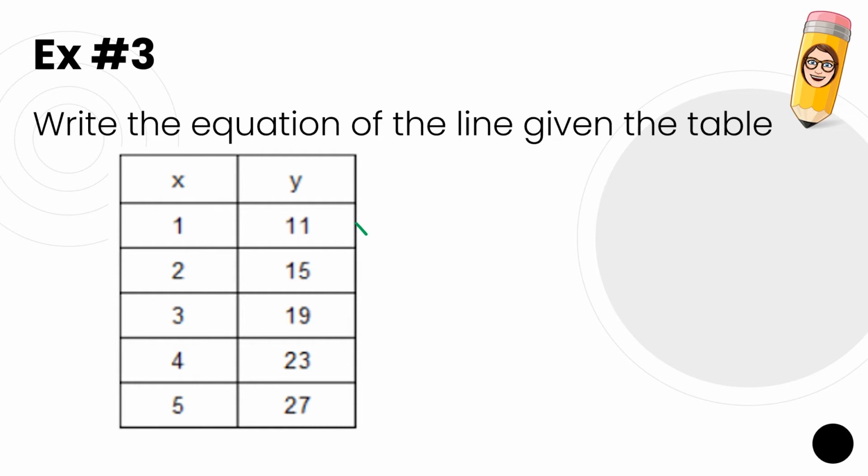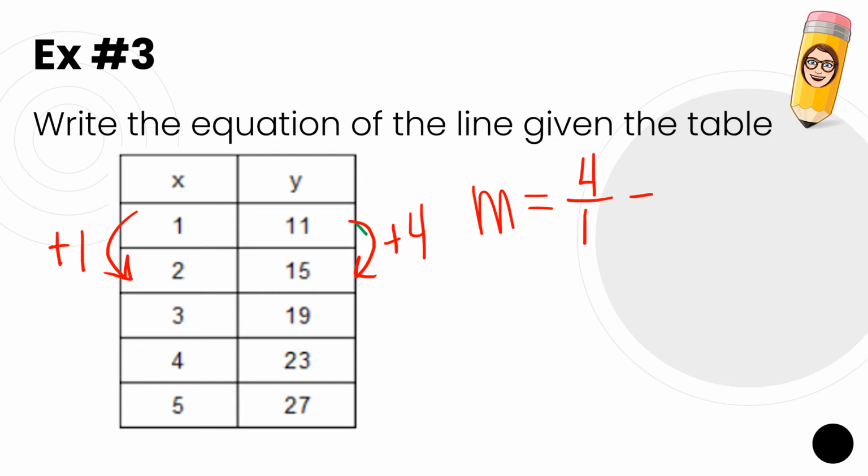Let's try again. If I look at 11 to 15, that would be adding on 4. And 1 to 2 would be adding on 1. Now, if I write my slope, it would be change in y over change in x. And we can divide that. 4 divided by 1 is 4.